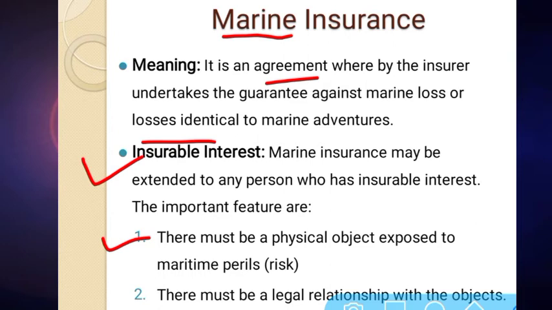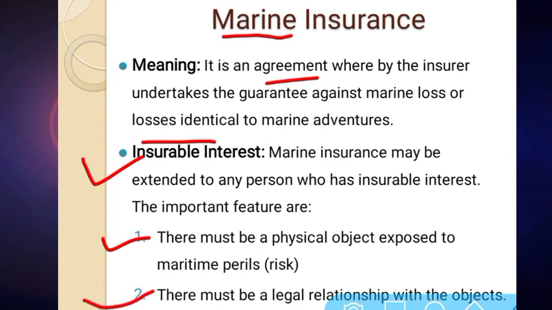exposed to maritime perils. It means you cannot take marine insurance of any intangible assets, intangible goods or even services, as such intangible goods or services cannot be exported in a container or on a ship, and hence you cannot take a marine insurance of any services. So there must be physical goods, which can be seen and touched, and such goods should be exposed to maritime perils, that is, whatever risks arise at sea, the goods are exposed to them.